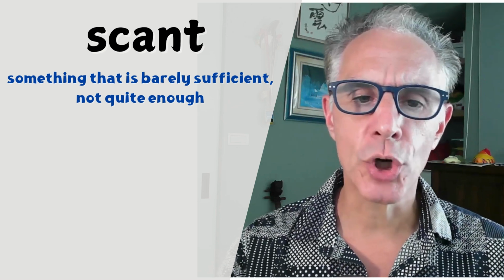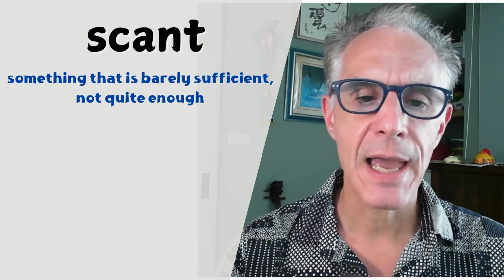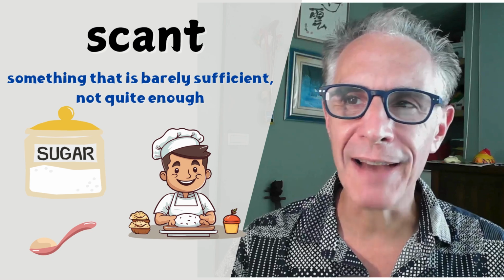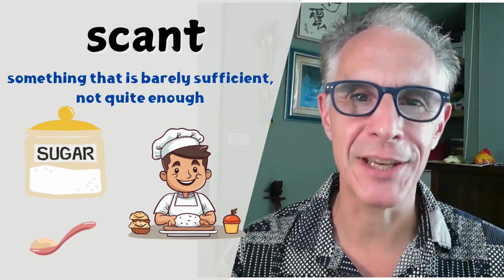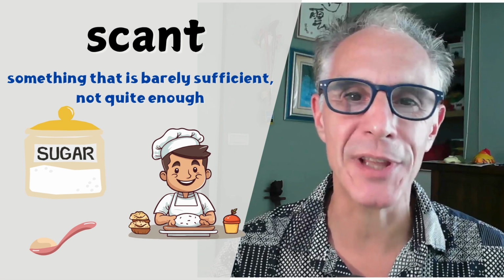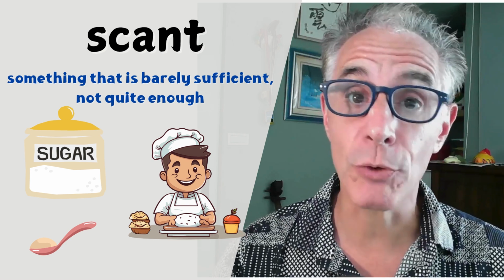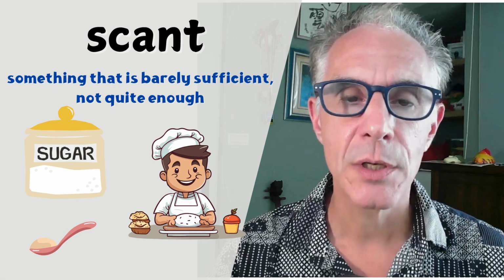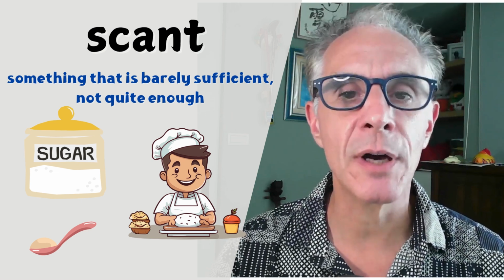So imagine we're cooking something, like a cake, and we need a cup of sugar in the cake. But you only have a scant amount of sugar left in your kitchen, maybe just some teaspoons left. You can still make the recipe, but it won't come out so sweet or rich. So you use a scant amount of sugar.